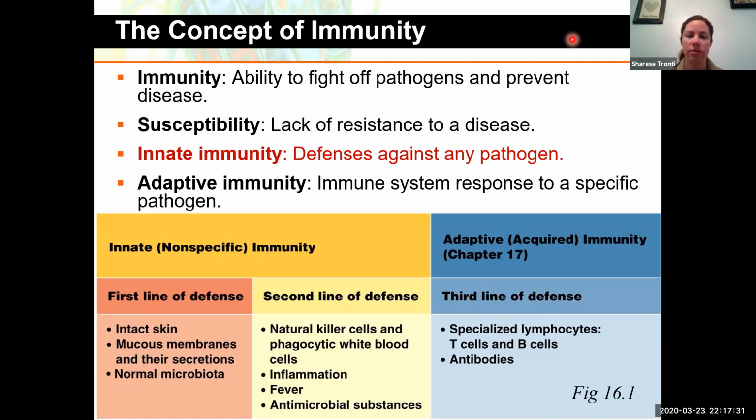And the second line of defense is inside of the body, and it is there, always ready to provide an attack against any microbes that enter into the body. And these include some of the immune cells, natural killer cells, phagocytic cells, and they're already there ready. Inflammation, fever, and antimicrobial substances are all generic attacks against all types of microbes.